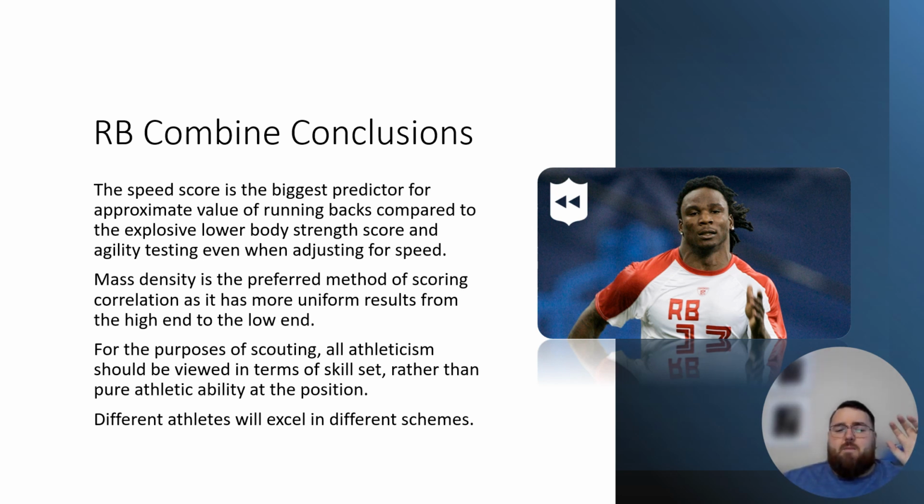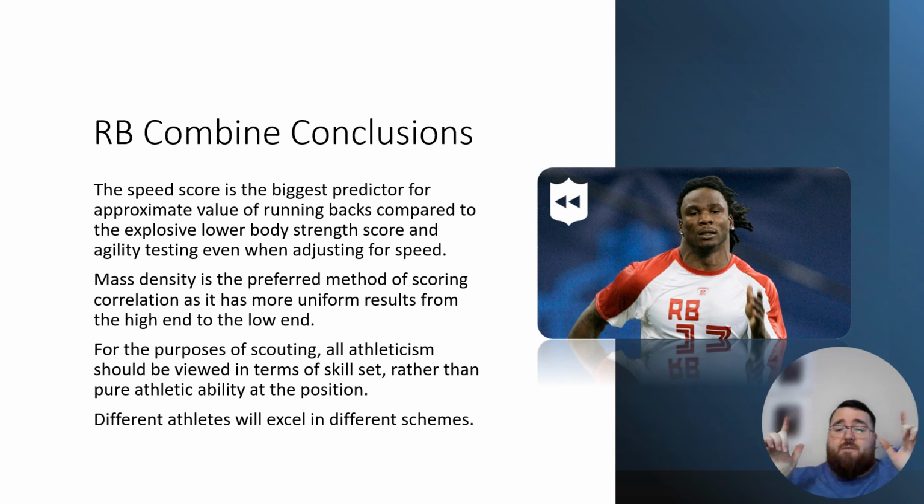Next up, I think the purpose of scouting is that all athleticism should be viewed in terms of skill set rather than pure athletic ability. So I'm not a big fan of looking at athleticism in a bubble. I don't like to add all the numbers together and then shoot out one athleticism number for a prospect. I don't think that's fair. I don't think it takes into account the skill set that they have as a prospect. I think you need to look at their athleticism traits individually because they have different types of skill sets.